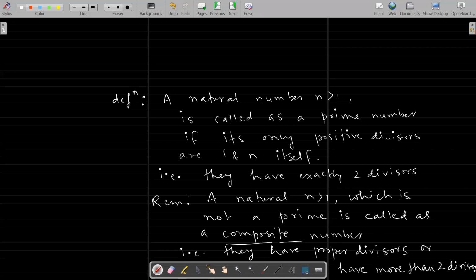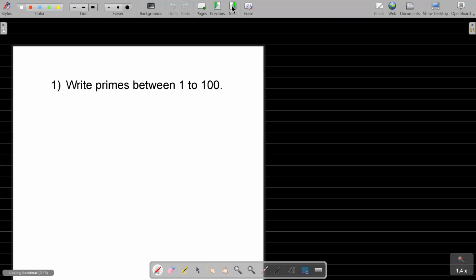Yeah. So let's go to the first question, and step by step we'll look at properties of primes. The question is very simple, and don't disclose the answers. You can write the answer in the chat box, but first listen to the question. The question is: write primes between 1 to 100.